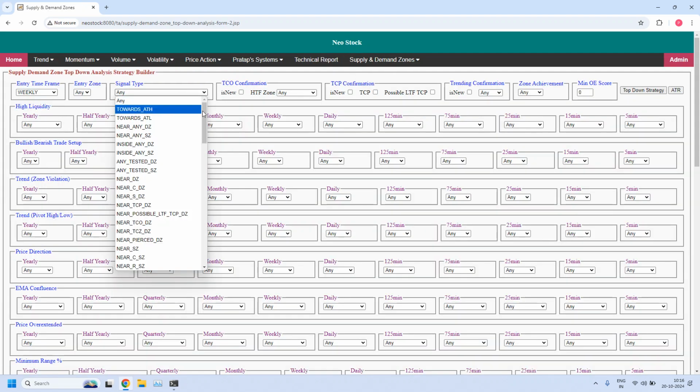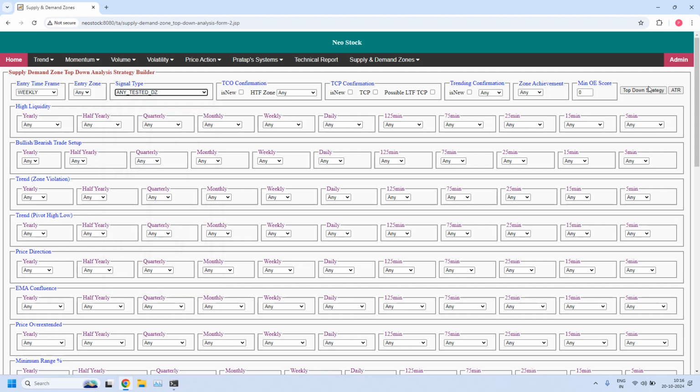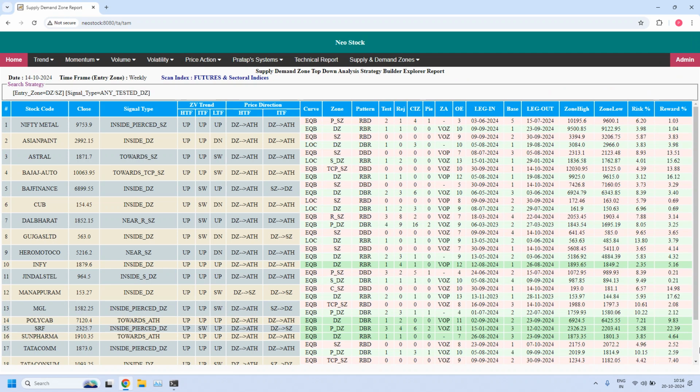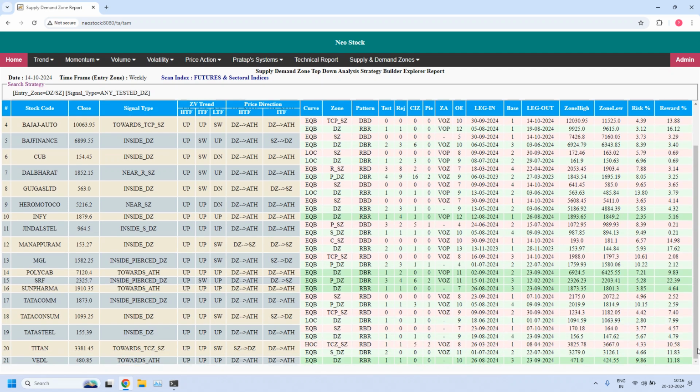Let us find the stocks where they tested the weekly demand zones during this week. So these are the demand zones tested. These stocks have demand zones tested during this week. I am scrolling the list down. So 21 stocks. These 21 stocks have demand zones tested during this week.